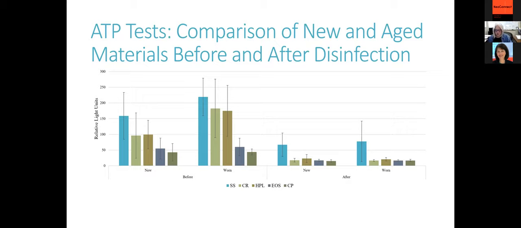And then when you look over to the after disinfection, you could see that the debris left behind, the ATP readings, were highest on the stainless steel, and then all the rest of them were pretty much knocked down to really low levels of RLU units. And the tails up there are basically indicating the variability between the samples.